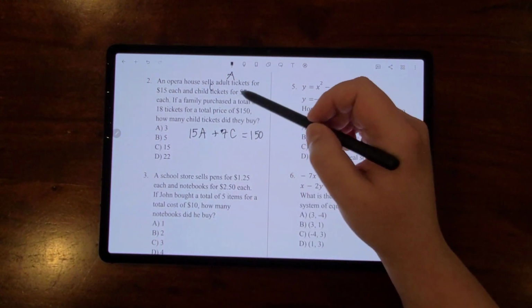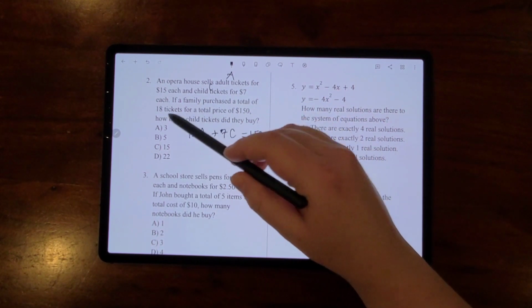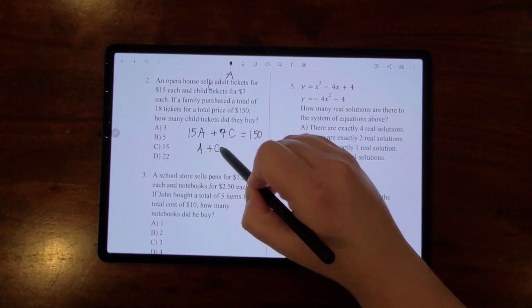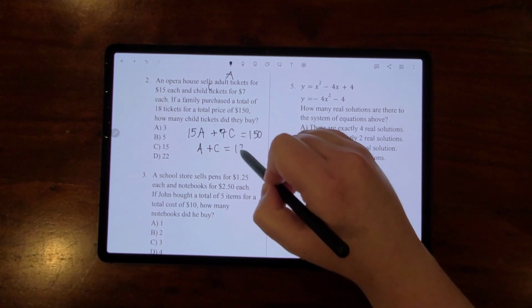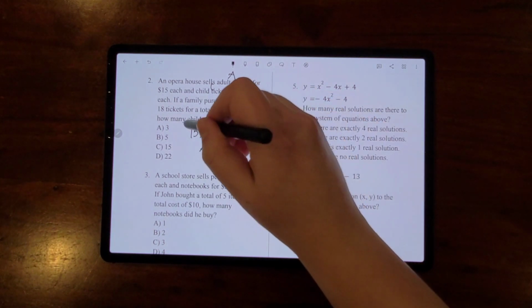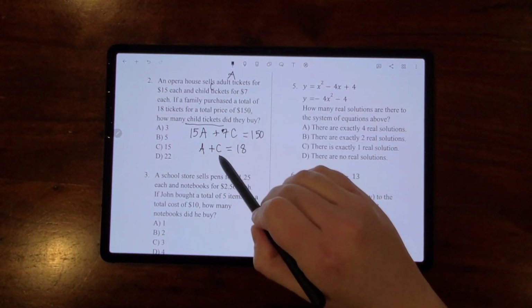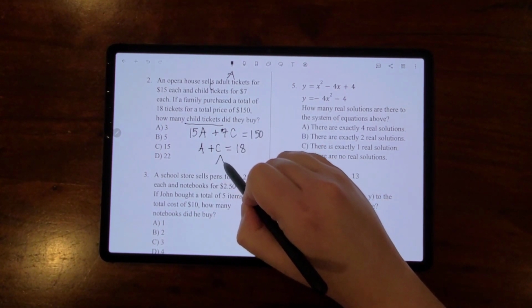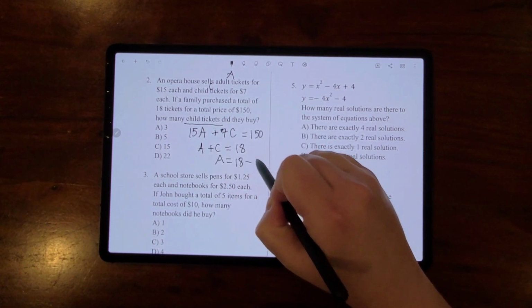Now I can get a second equation from this information right here, which says they purchased a total of 18 tickets. So all the adult tickets, A, plus all the child's tickets, C, is going to equal 18. Now I have my system of equations, and I want to know how many child tickets they buy. So I'm looking for C. So I'm going to get A by itself by subtracting C from each side, and that's going to give me A is equal to 18 minus C.